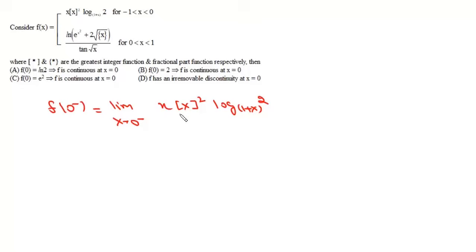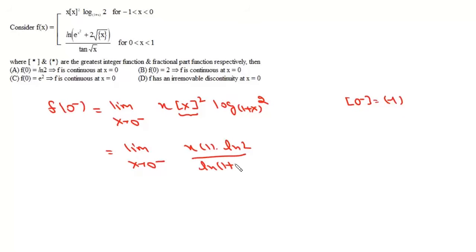Now we know that greatest integer function of x, it doesn't take a limiting value, it takes exact value. Now when x is 0 negative, then greatest integer function of 0 negative is minus 1, and minus 1 square will be plus 1. So we can write this as limit x tends to 0 negative x, here this value is 1, and we can write log a upon b as ln a upon ln b. So it will be this log 2 upon log 1 plus x. Now this is standard limit 1, so its left hand limit is log 2.